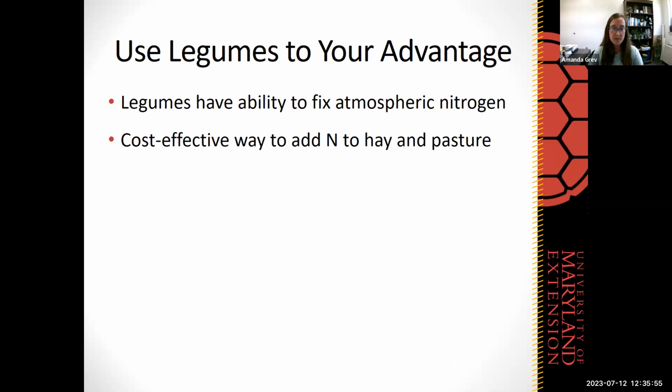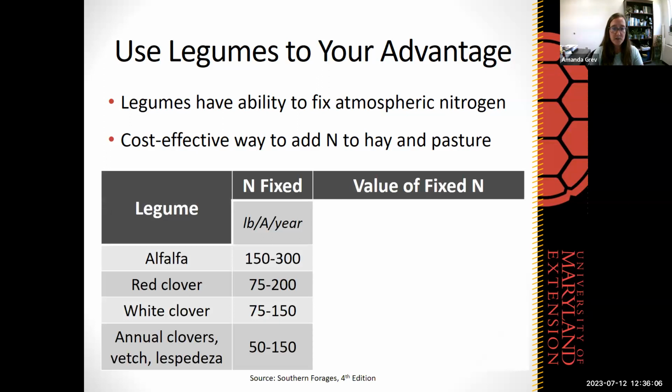So we've said that legumes have this ability, and we said that it can be a cost-effective way to add nitrogen to hay and pasture systems. So again, I wanted to put some numbers to that. If we take some of our primary legume species, so alfalfa, red clover, white clover, some of the annual clovers, and we look at, on average, the amount of nitrogen that they can fix for your average healthy stand, you can see the range there in pounds per acre per year for each of those. So that's how much nitrogen those different plants can fix.